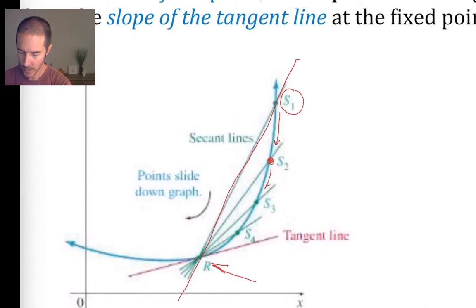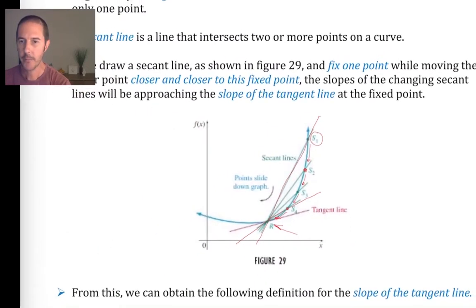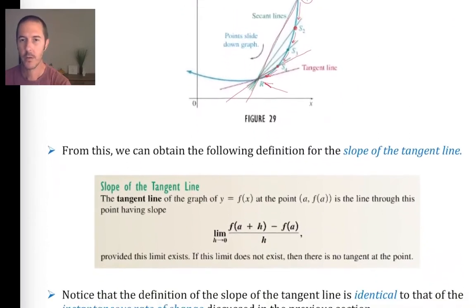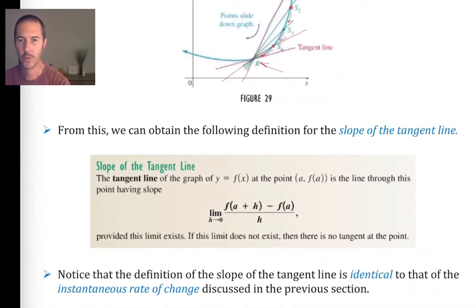If we continue bringing this additional point closer and closer to point R, the slope of the secant line continues to get closer and closer to the slope of the tangent line. So the trick here is how close can we get our secondary point to point R so that the slope of the secant line becomes almost identical to the slope of the tangent line. We're going to be doing that using limits combined with the difference quotient.